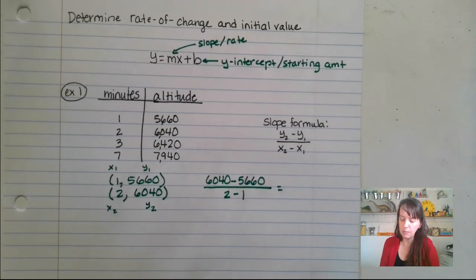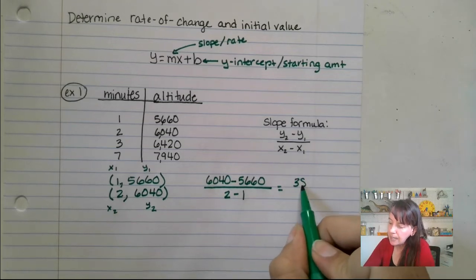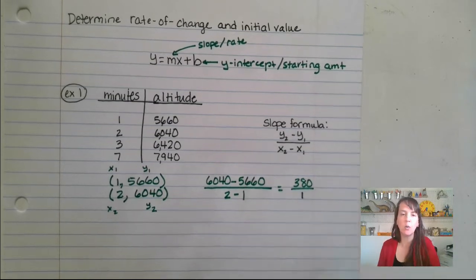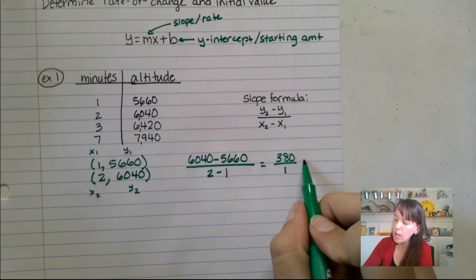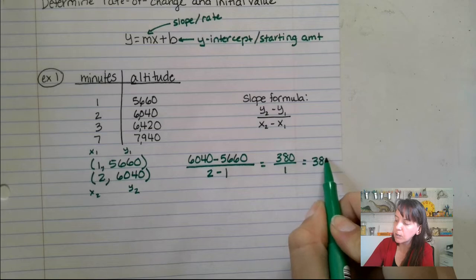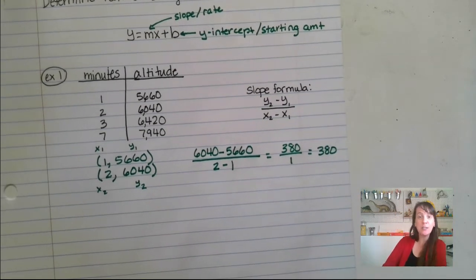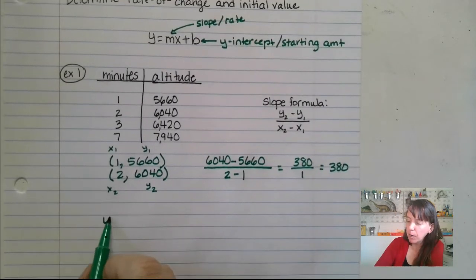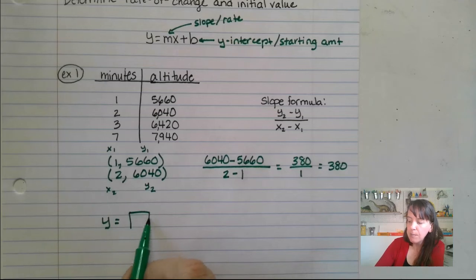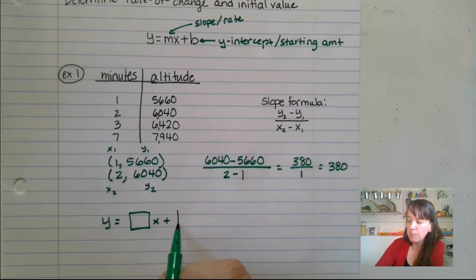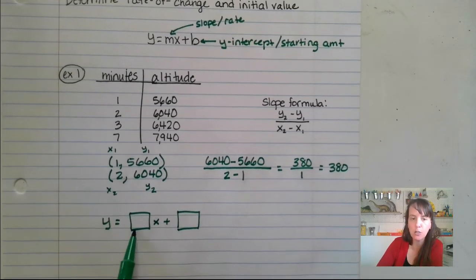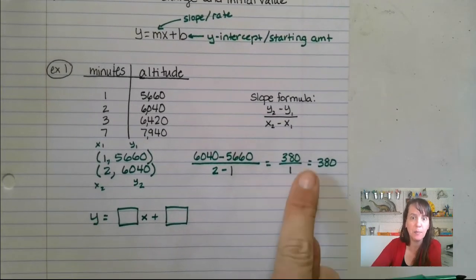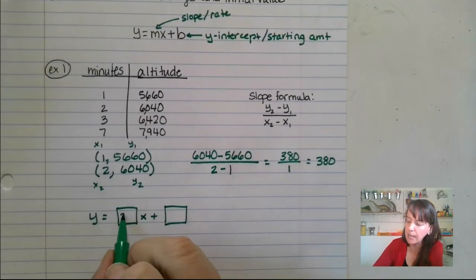All right, let's take a look at that one. We do 6,040 minus 5,660. We get 380, and then 2 minus 1 is 1. So we now know our rate is 380. So that's our slope. So we're close. Remember, our formula is y equals mx plus b. Those are the two things we need, our slope and our y-intercept. Well, we've got our slope now. It's our rate of change, which is 380.